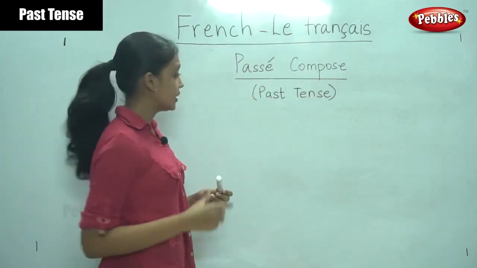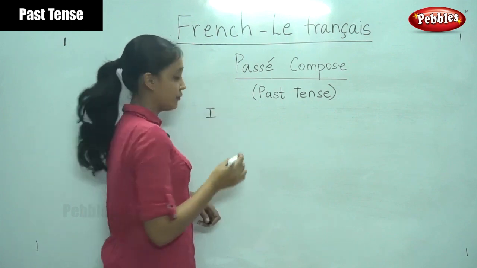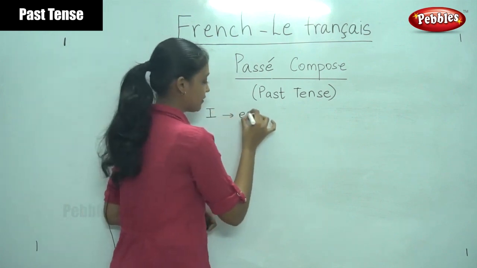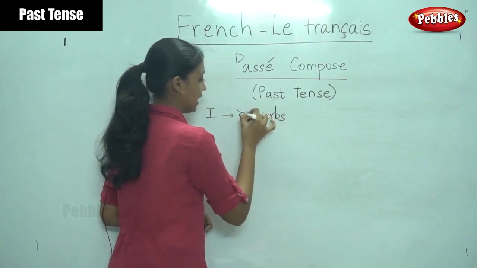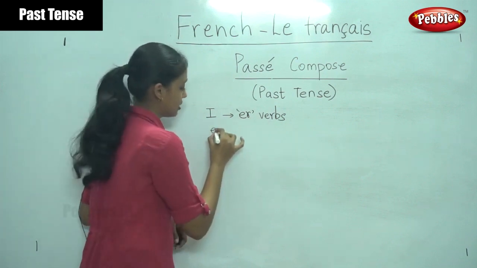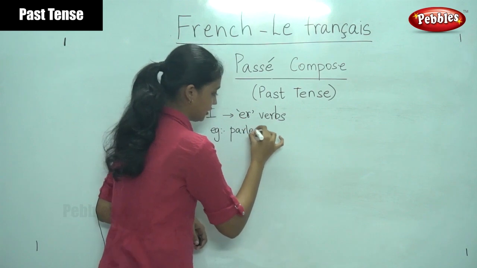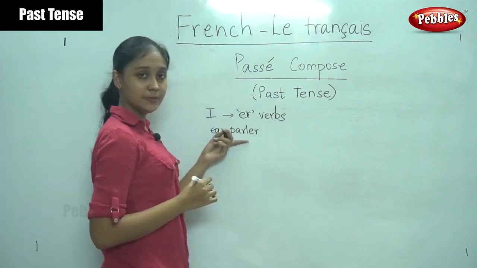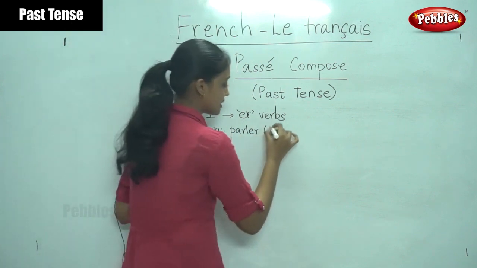Now I told you that there are three types of verbs. Now the first type of verbs are the ER verbs, right? Do you remember? ER verbs. Now can you say some of the ER verbs? For example, parler, right? Do you remember this verb? Yeah, it was the first verb that we learned. Parler means to speak.